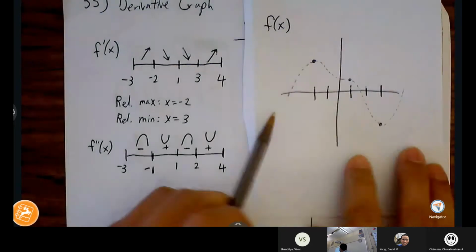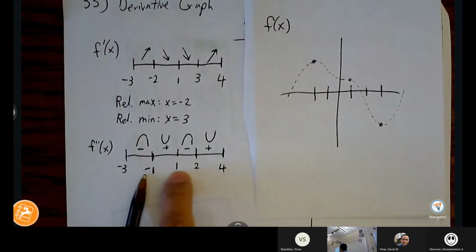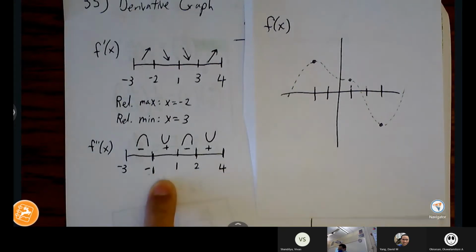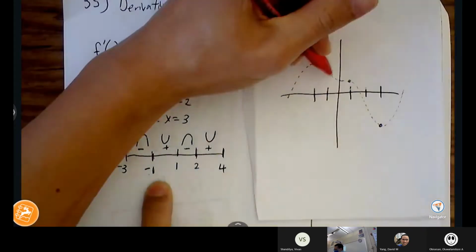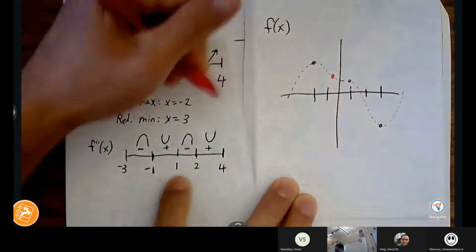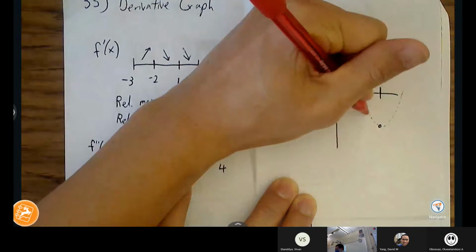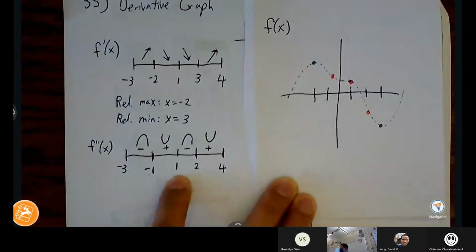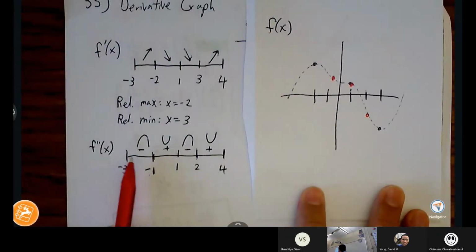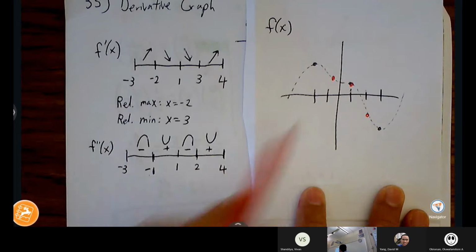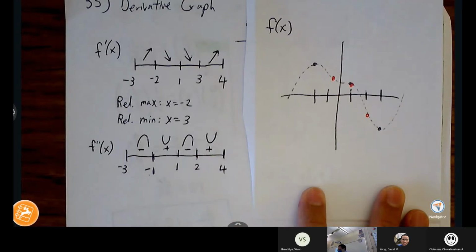And now, based off of this, I can also develop where my curvatures are. I mean, my points of inflection. So point of inflection is at negative 1. I'll highlight that point. At 1, I'll highlight that point. Then at 2, I'll highlight that point. So basically, I want my graph to continually change curvature from red point to red point.